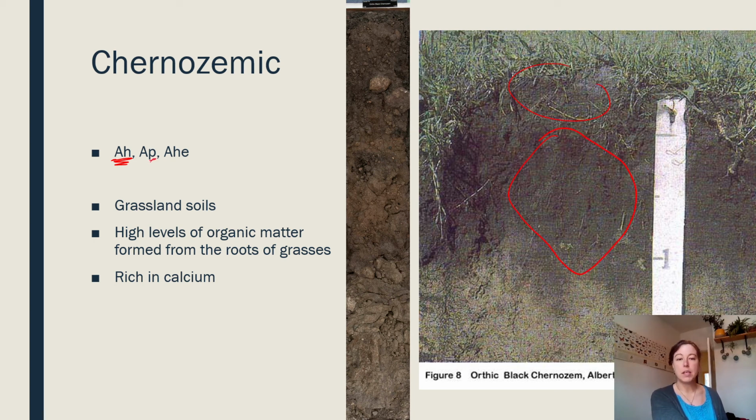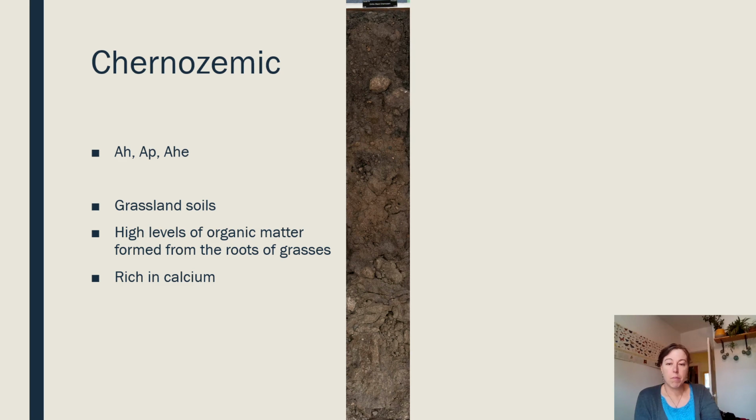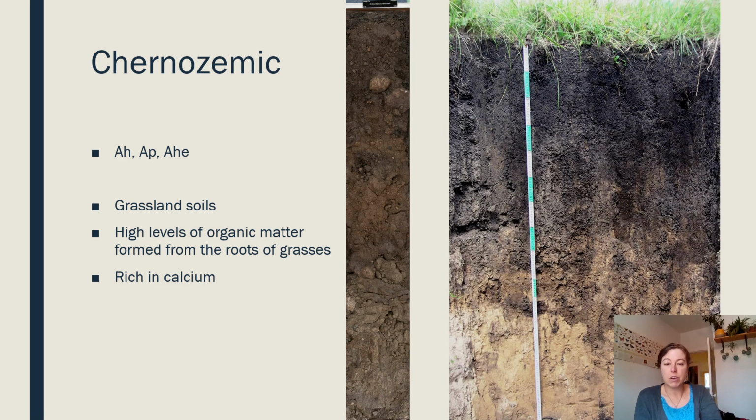Sometimes you'll see Ap for pasture, so those are human disrupted soils, and e for eluviation. At the bottom of your Ah layer, you might have an eluviated A layer as well, which is what you're seeing down here, some eluviation. These soils typically are rich in calcium. These are great soils for cropland. So here's another example with a larger eluviation layer.